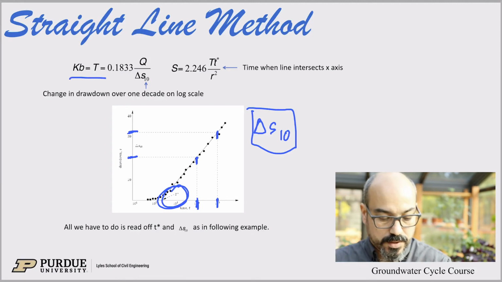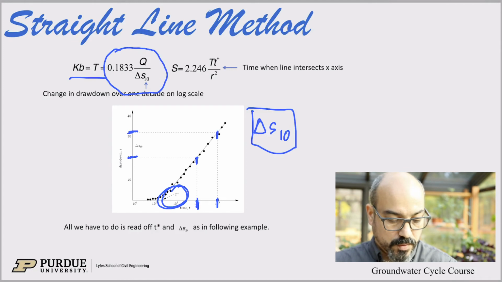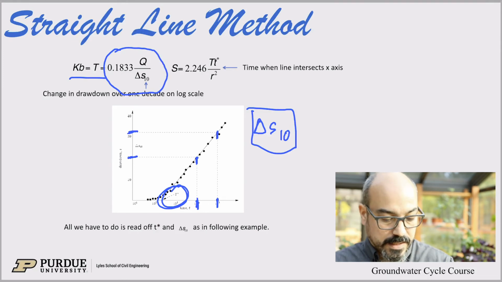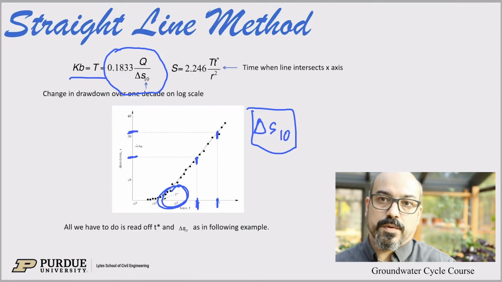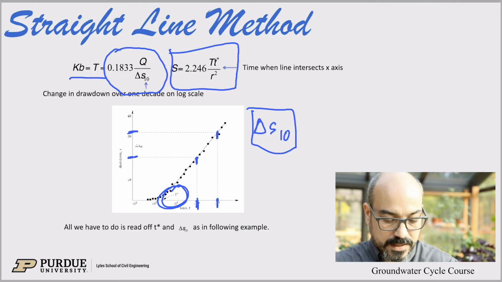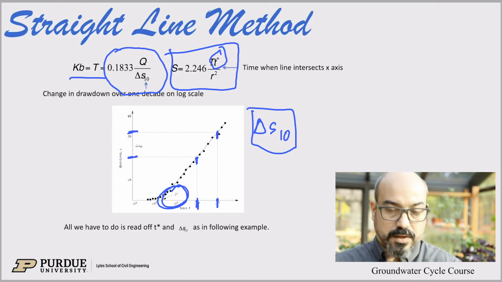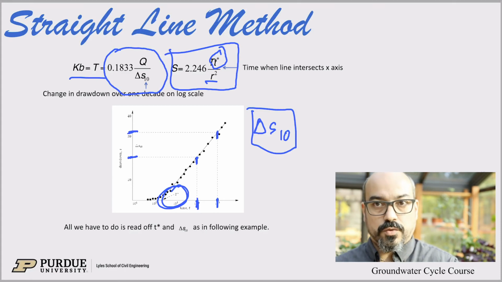So T equals 0.18 Q over delta S10. If you know Q, the pumping rate of the well, and delta S10, you can calculate the transmissivity right away. If you know b, the depth of the aquifer, again, you can find the hydraulic conductivity. And then here on the right-hand side, the storativity is given once you know T, you plug in that t star that you just read from the plot, and of course you would need to know how far your observation well is from the pumping well.